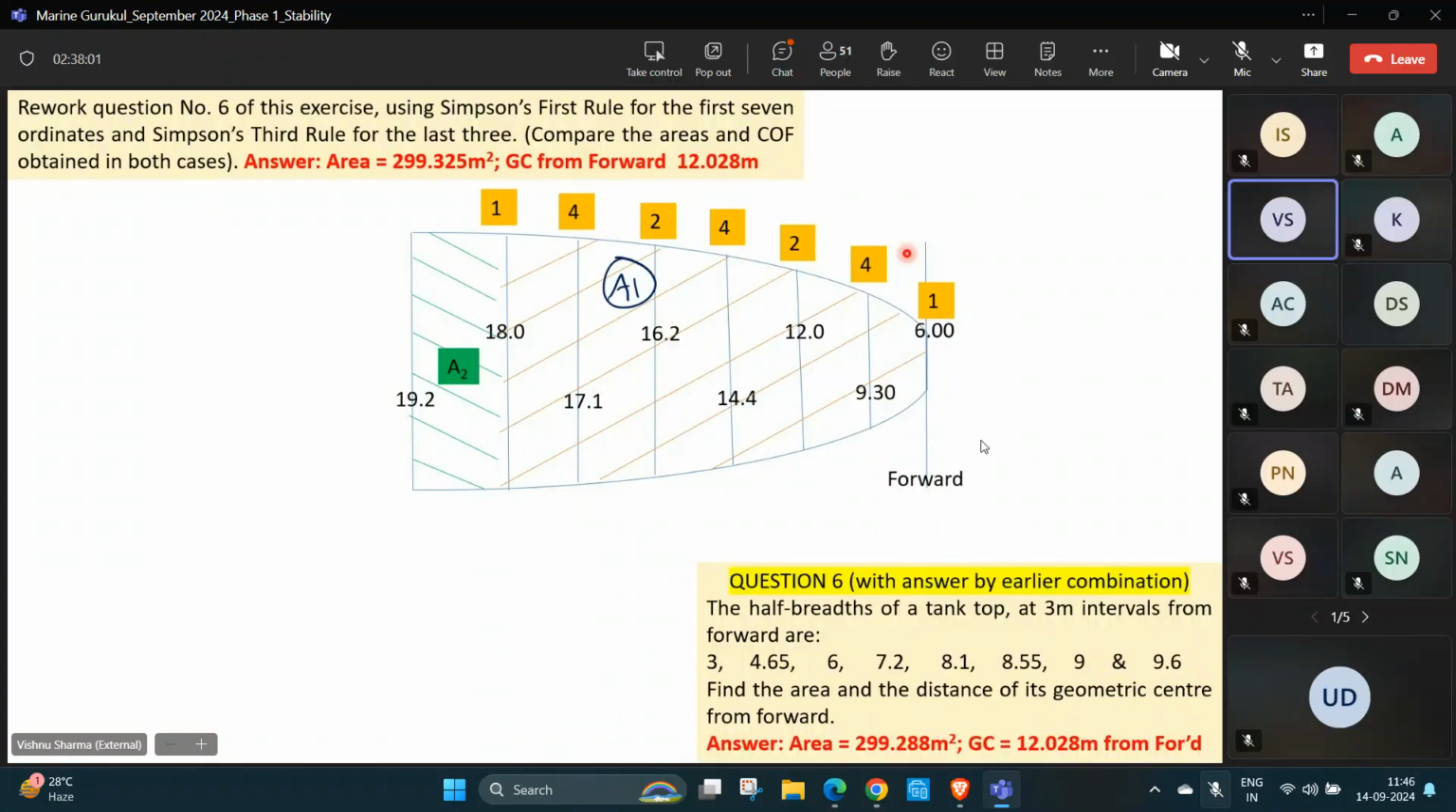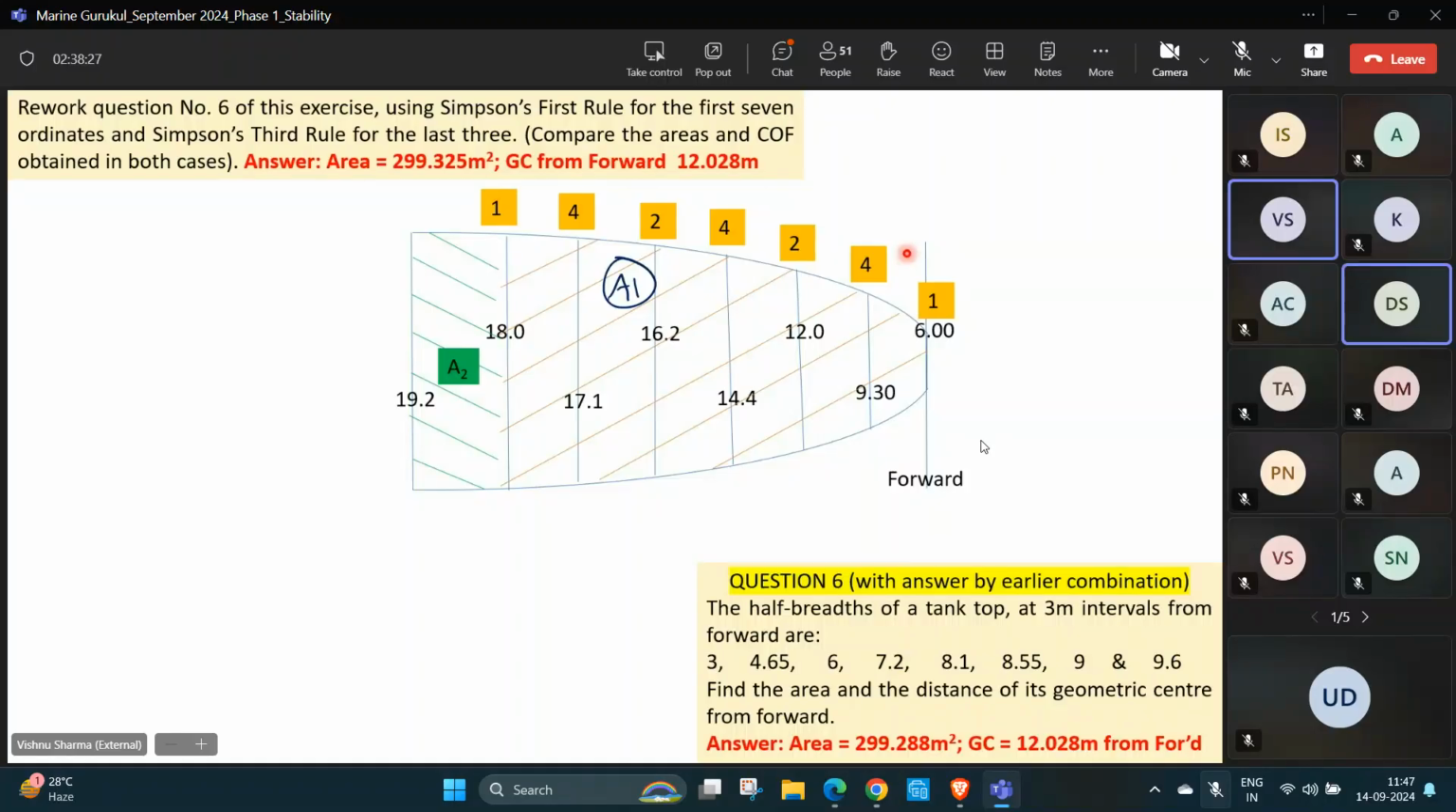And now with this, can you get A1 and D1 from forward? Yes or no? Yes, sir. Because the question says find the geometric center from forward. So D1 from forward can be found and A1 can be found, right? Correct, sir. Now he wants us to use rule 3 for A2.